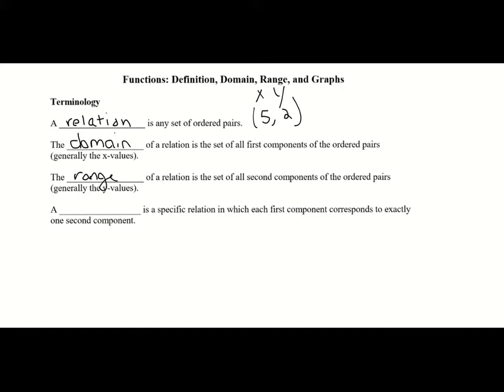Now, a set of ordered pairs is a relation, but we're going to look at a certain type of relation. We're going to look at functions. So a function is a specific relation in which each of the first components corresponds to exactly one second component. As we go through the notes, you'll see more about what this definition means. Just reading it now, it's a little bit fuzzy, I'm sure, for some of you, but I promise you we will work it out and you'll understand it perfectly by the end of the videos.